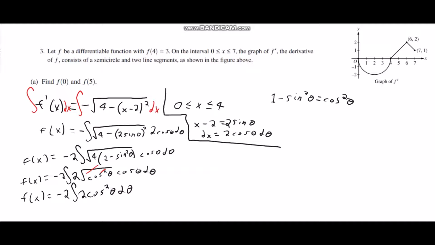Now, how can we integrate cosine squared theta? Well, let's take a look at another angle identity here. We recall the double angle formula for cosine. We know that cosine of 2 theta, well, there are a few formulas. I'm going to use this one, 2 cosine squared theta minus 1. Then I'm going to add 1 on both sides. I get 2 cosine squared theta equals cosine of 2 theta plus 1. So this right here is 2 cosine squared theta, and I can replace that with this. Let me move this down so I have some more space.